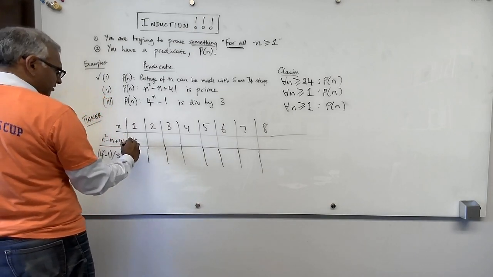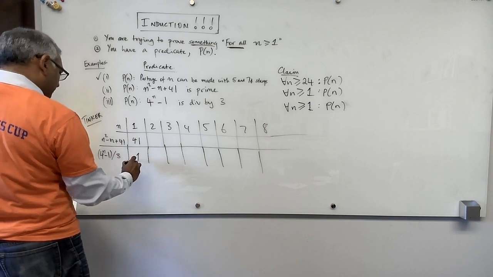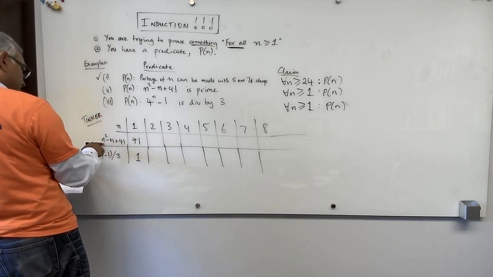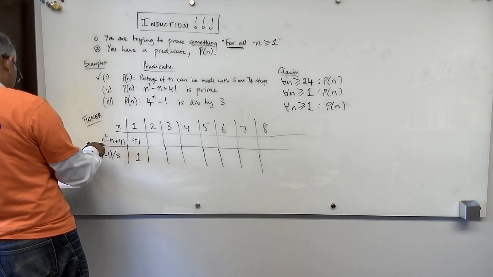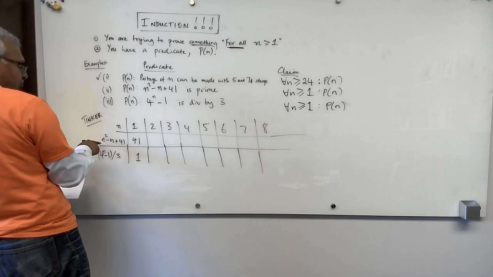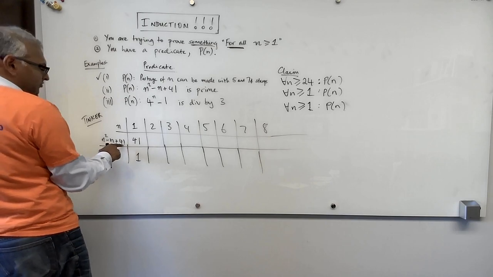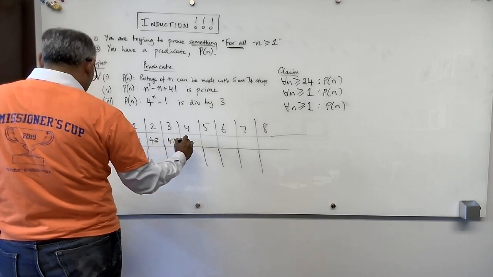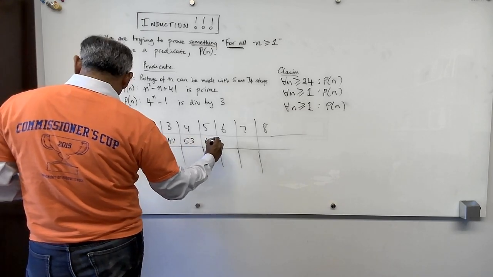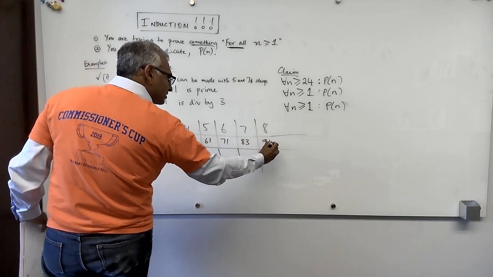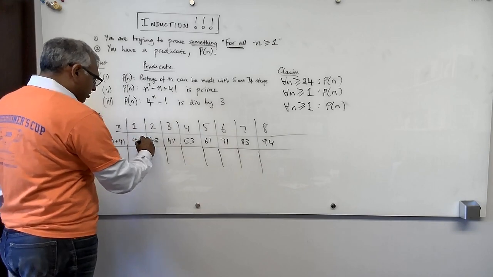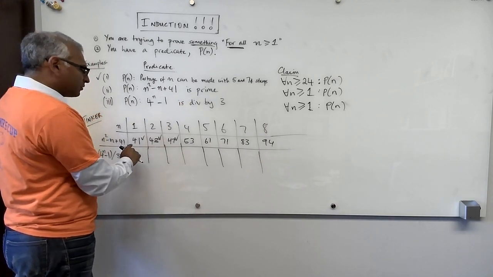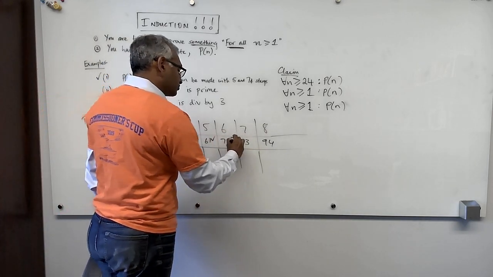So, when n is 1, we already got that this is 41, and 4 to the n minus 1 divided by 3 is 1. Okay, but let's go for higher values. 2 squared minus 2 is 4 minus 2 plus 41, which is 43. Okay, that's prime. 3 squared minus 3 plus 41 is 47, and if you plug in 4, you get 53, and if you plug in 5, you get 61, and then you'll get 71 and 83, and you'll even get 97 here. And if you want, you can go and check that all of these are prime. So they're all prime, as expected, from P of n. Okay, so if we're claiming P of n is true for all n bigger than or equal to 1, well, it had better be true for at least the first 8 n. So it's true.